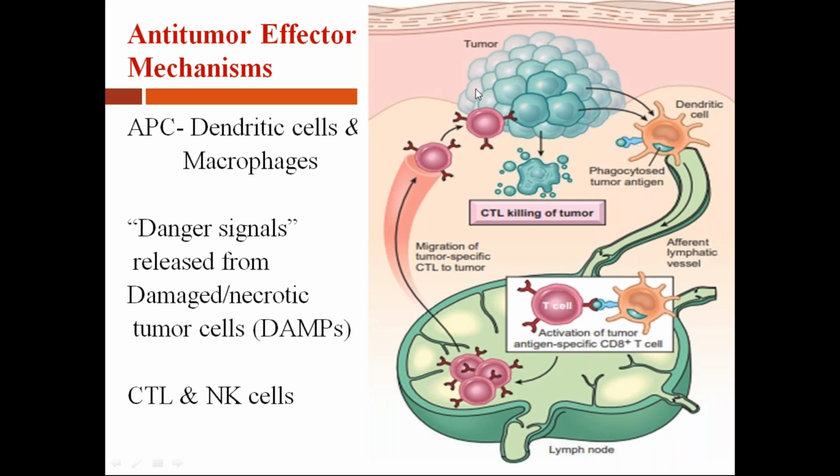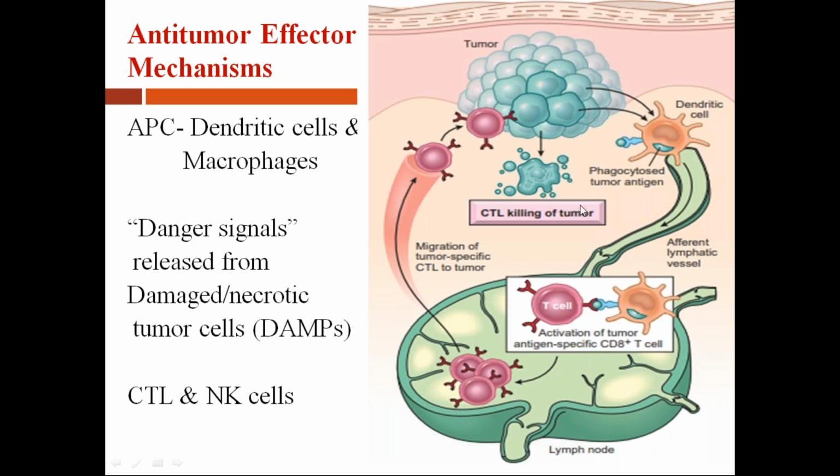Now what happens as the tumor increases in size? It outgrows its blood supply. When it's not receiving sufficient blood supply, some of the tumor cells undergo necrosis. From those necrotic cells, certain signals are released which are called danger signals or DAMP signals, it's called as.